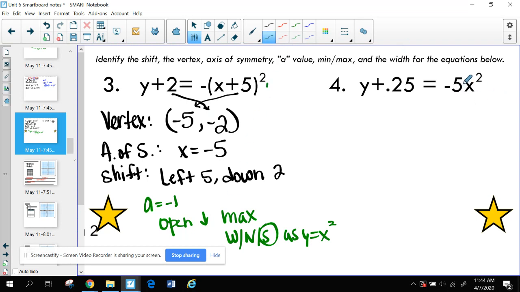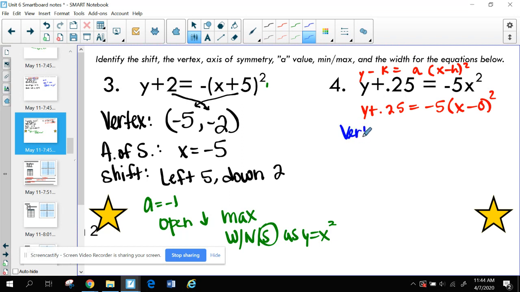Take a look at example 4. Notice we don't have the parentheses. So if I were to write this out, y minus k equals a times (x minus h) squared. This would mean the same thing as if this was (x minus 0) squared. So that's kind of how it looks whenever we're subtracting a 0.